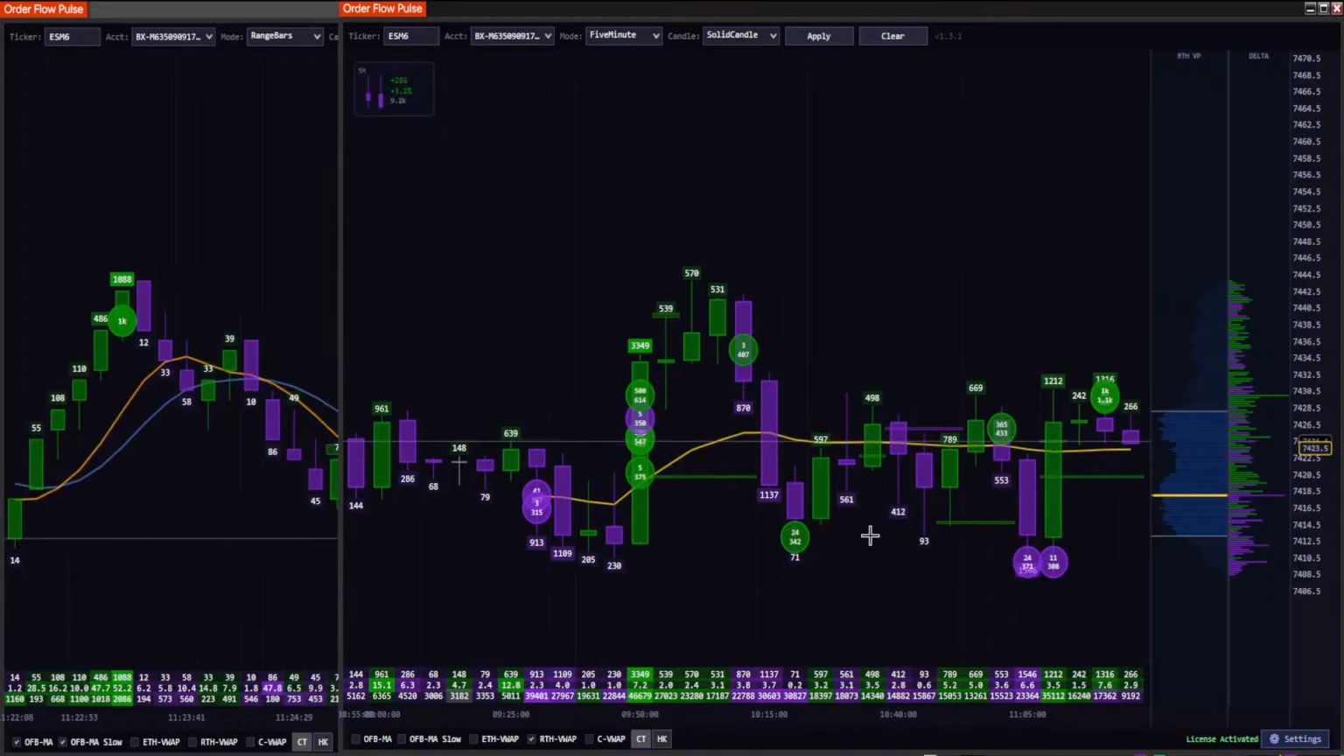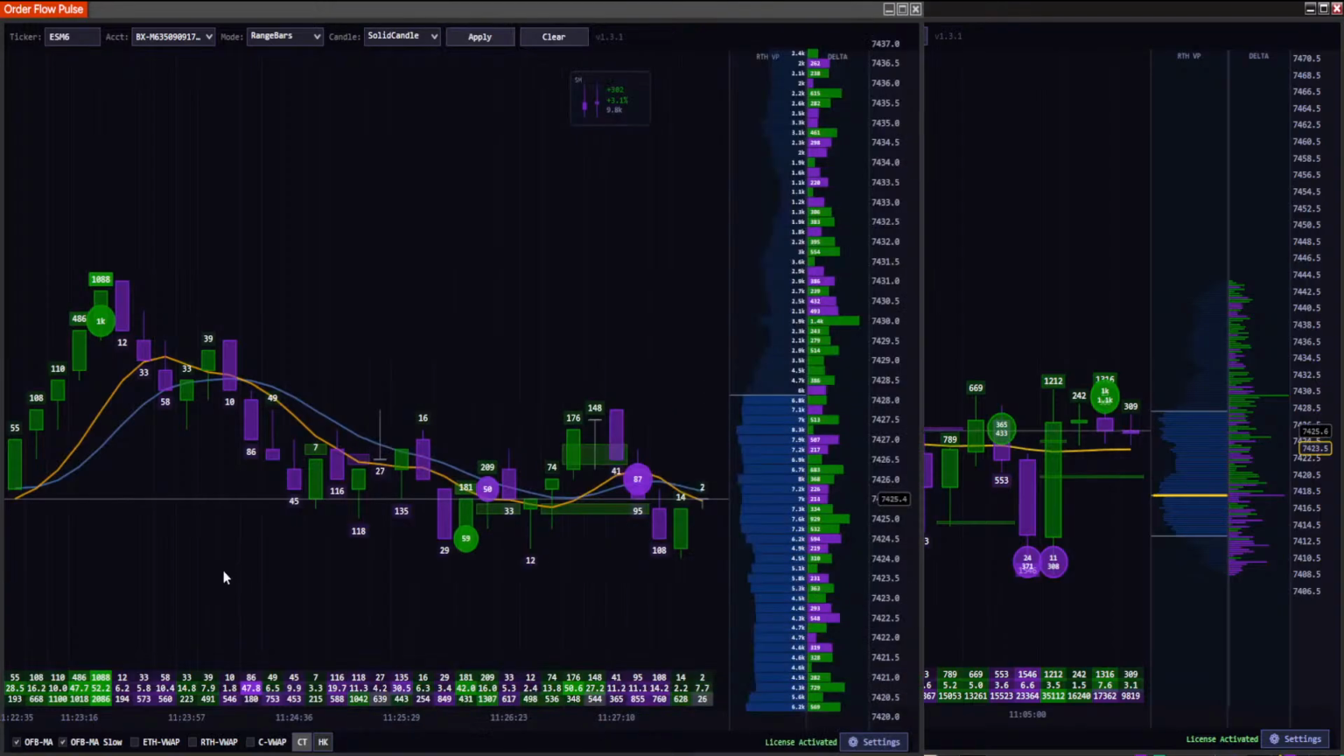Okay. Like when you see this absorption right here, and we closed above, and then you have this right here, and we got a signal to go. But man, this is just not a good area.